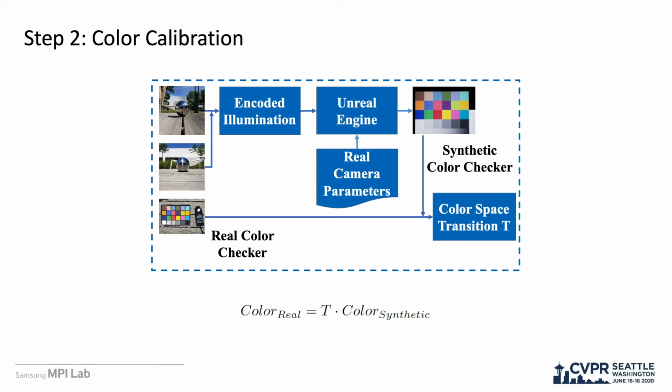Then we encode the lighting information using HDR shot and import the lighting into Unreal Engine to light up the synthetic color checker. We further adjust the virtual camera parameters based on real camera parameters to capture the synthetic color checker. Finally, we capture a real color checker using the model device and compare it against the synthetic color checker to acquire the transition matrix T.